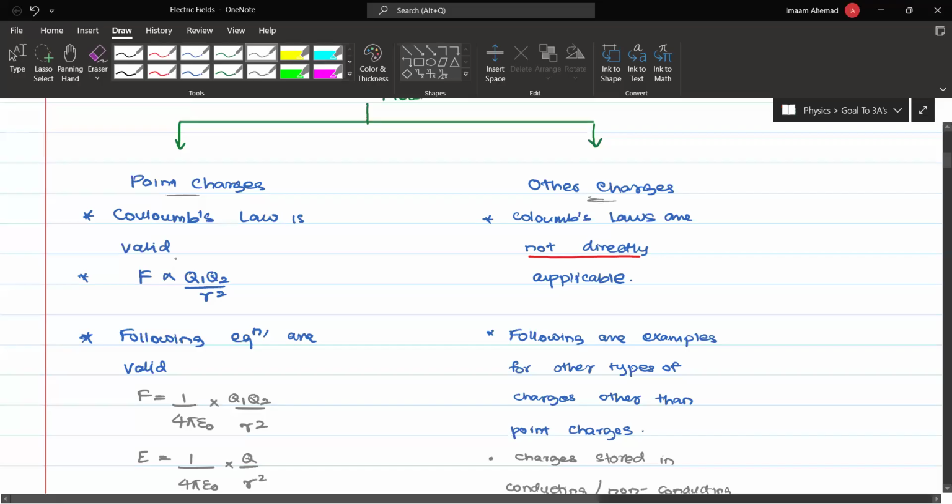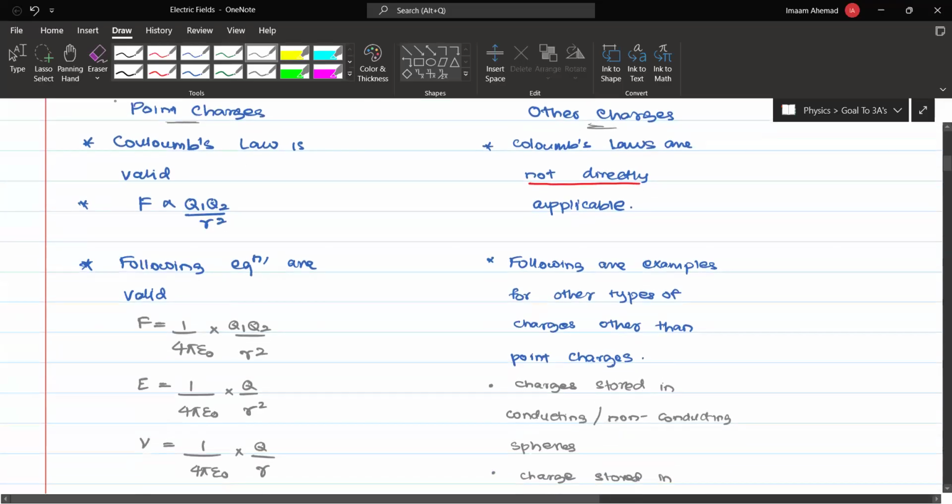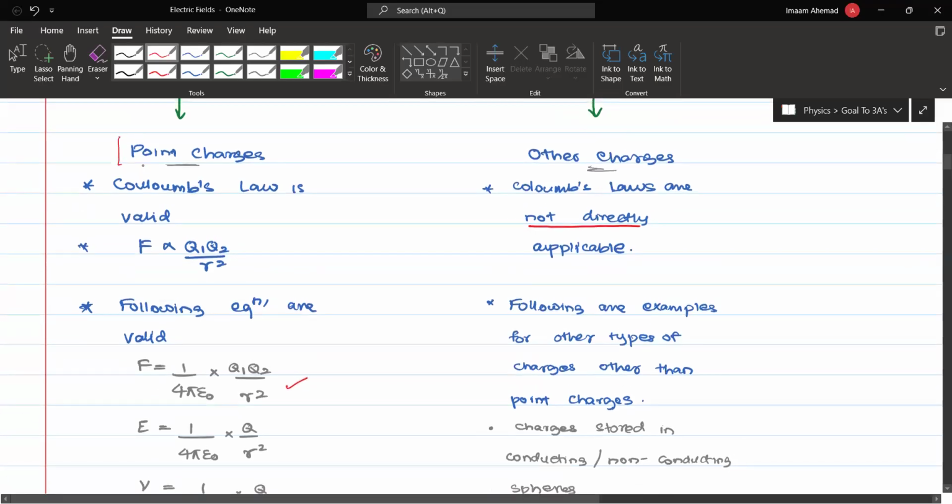So in point charges, you might have studied Coulomb's law, right? Remember the equation? F is equal to 1 over 4 pi epsilon, Q1 Q2 over R squared. This equation is only valid for point charges. Okay, if you take point charges, this equation is valid, but for other charges, it is not valid.